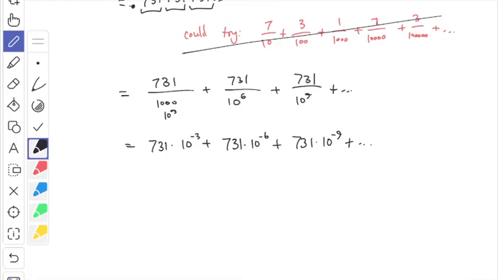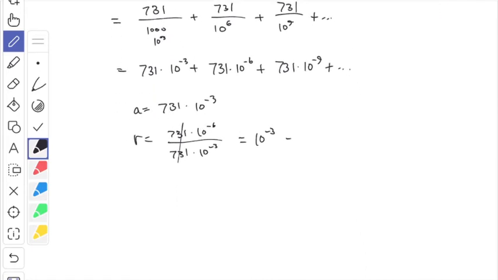Let's see if we can do it then. The A this time is going to be the first term, as usual. The R is the quotient of the second divided by the first. Those 731s will cancel, and I get 10 to the minus 6 divided by 10 to the minus 3, which is 10 to the minus 3. This, of course, is 1 over 1,000, which is definitely in the appropriate range for convergence, right? 1 over 1,000 is absolute value less than 1. And so it converges.